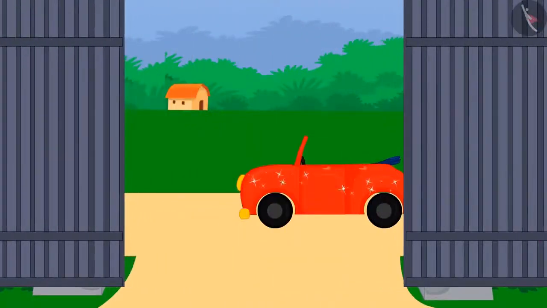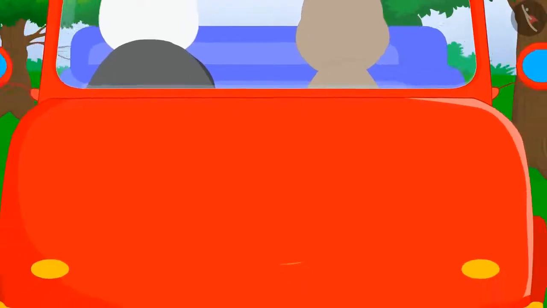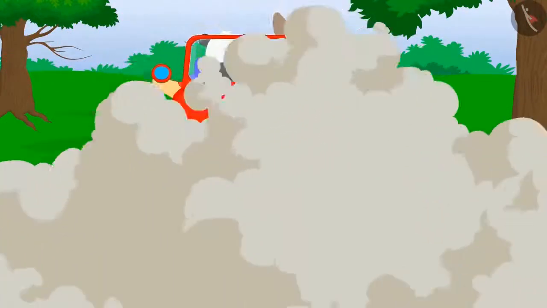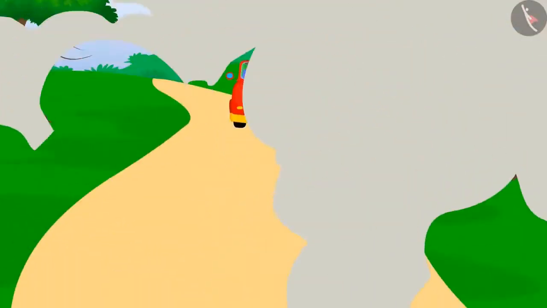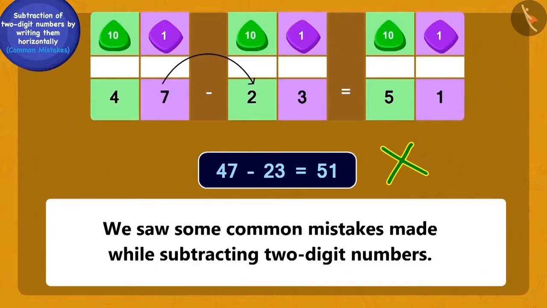As soon as the gate opened, there appeared a shining car in front of Golu and Bhola. They sat in the car and returned home happily. Children, in this lesson, we saw some common mistakes that were made while subtracting two-digit numbers.